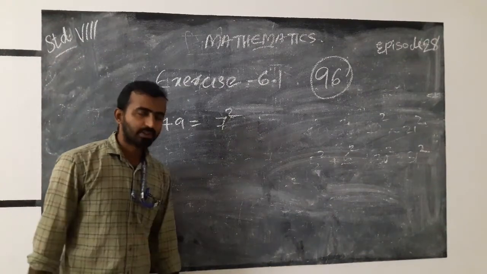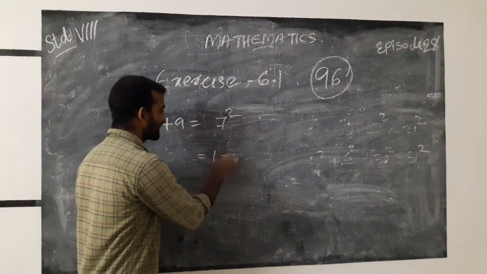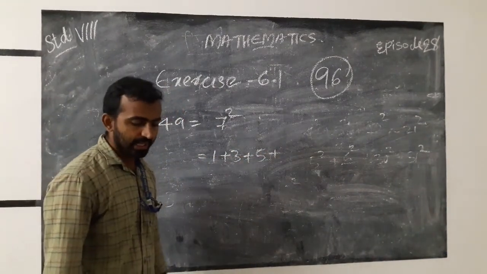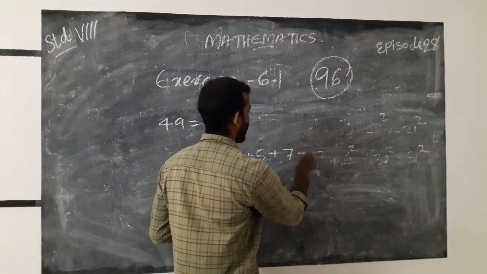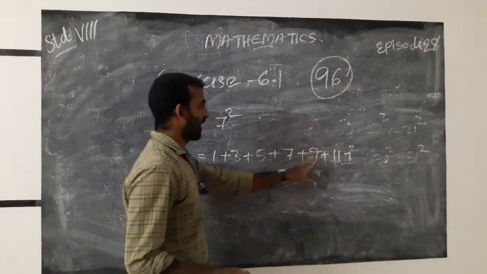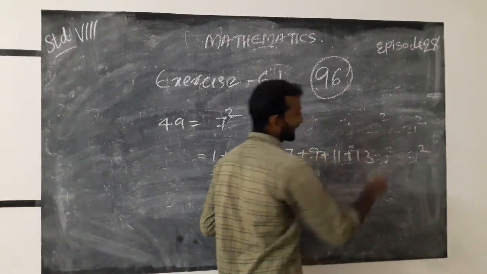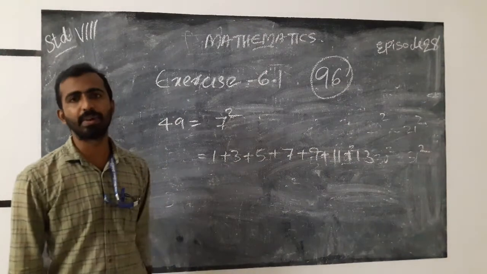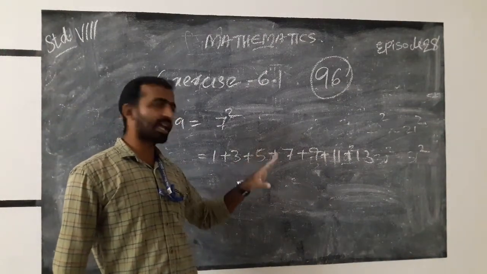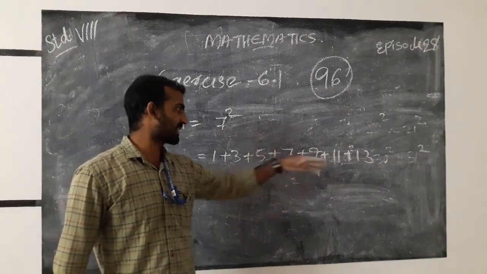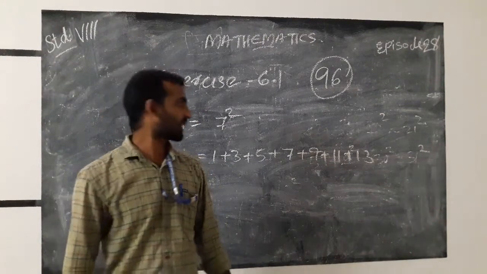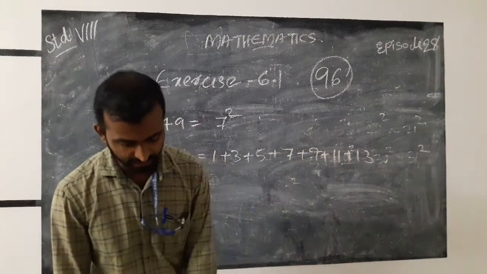1 plus 3 plus 5 plus 7 plus 9 plus 11 plus 13, that is 7 odd numbers. That is 1 plus 3, 4, 4 plus 5 9, 9 plus 7 16, 16 plus 9 25, 25 plus 11 36, 36 plus 13 we get 49.